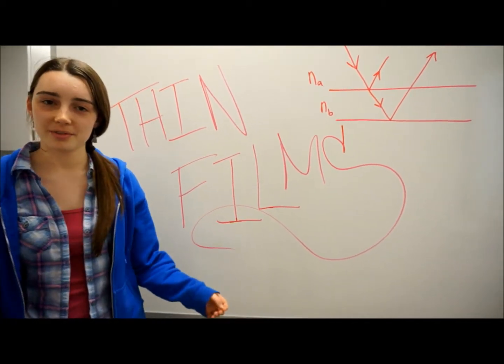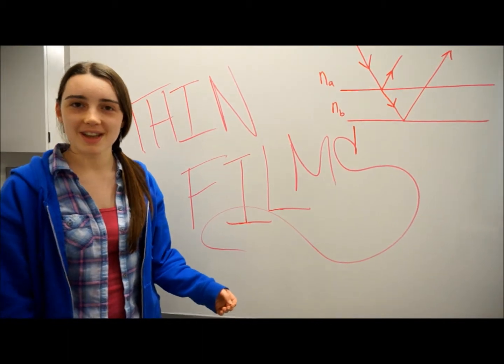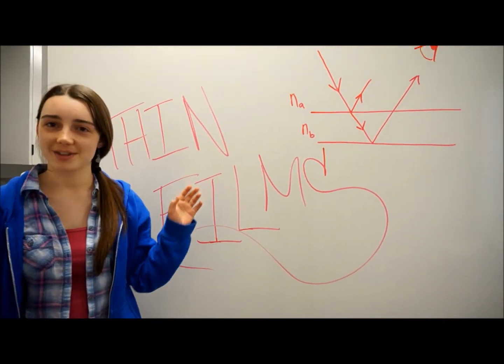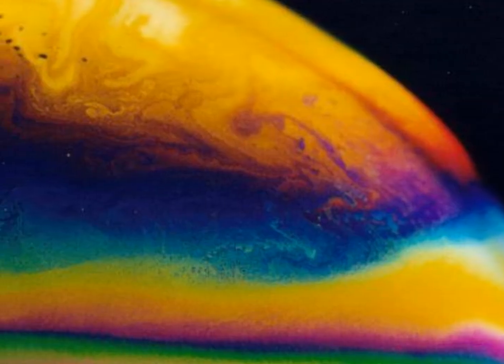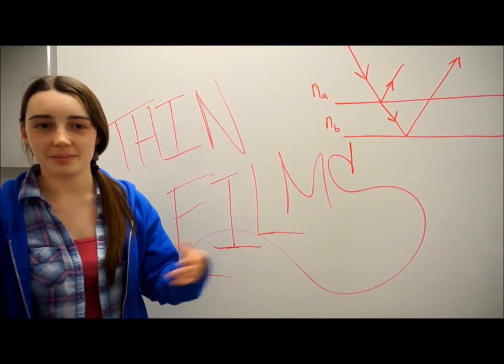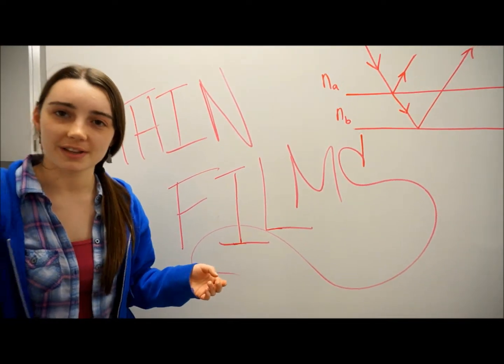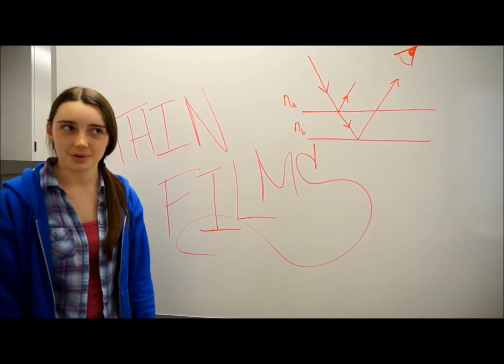An example of a thin film is when you see soap bubbles, and you can see different colorful patterns on the surface of the soap bubble. That's created by the interference of different wavelengths of light going through the thin film.